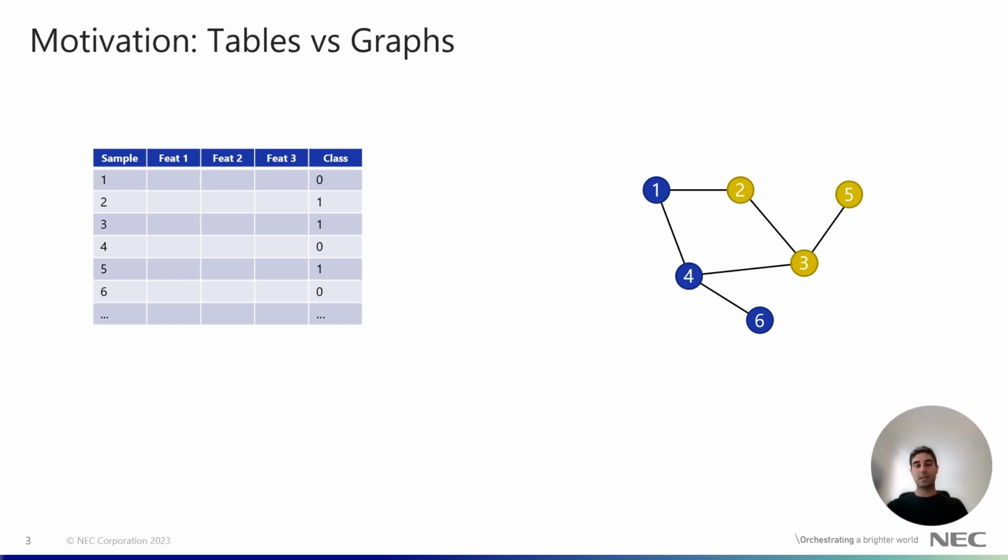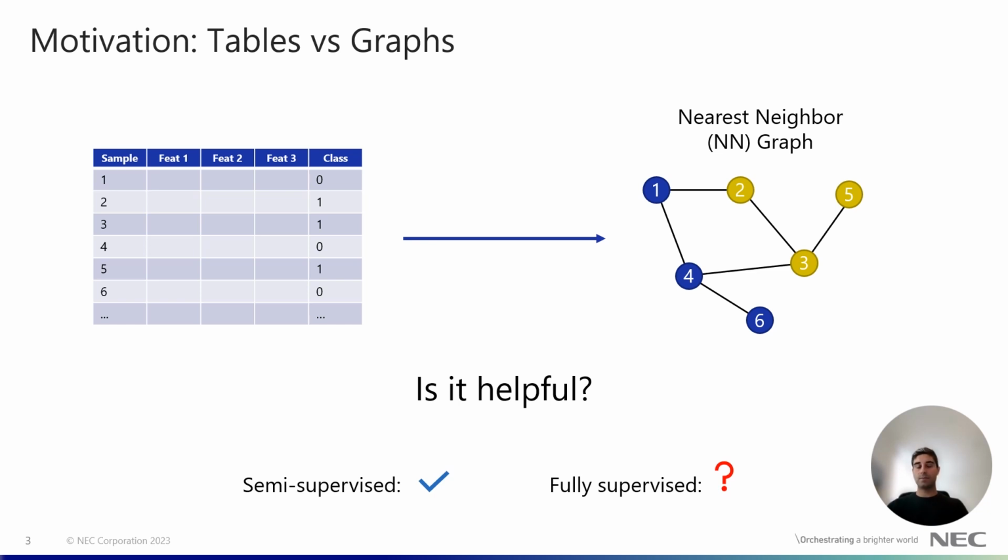Colors here indicate that the nodes 1, 4, and 6 belong to one class, whereas nodes 2, 3, and 5 belong to another class. In recent times, people have tried to investigate the construction of nearest neighbor graphs starting from a table in order to transform the original classification problem into a node classification problem. The question we want to address in this paper is: is it really helpful?